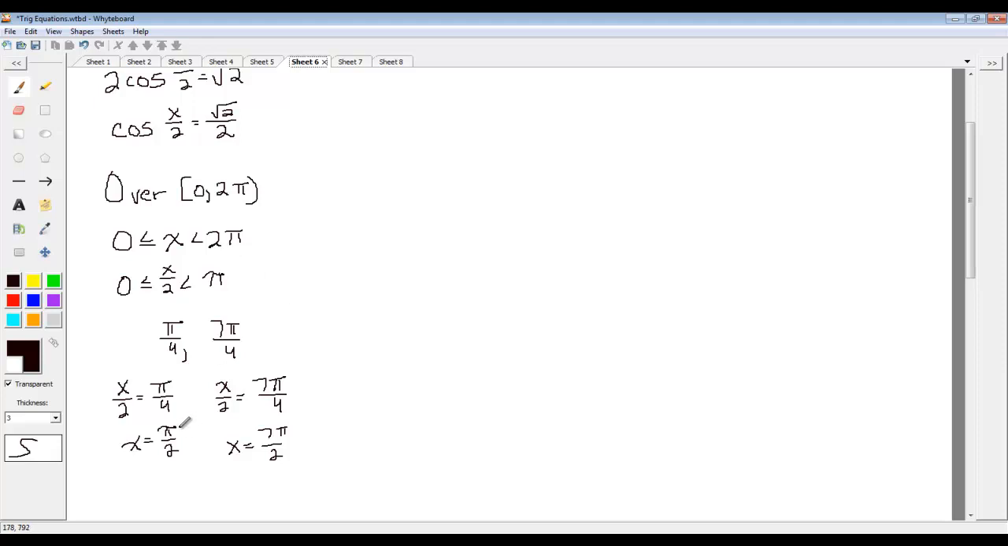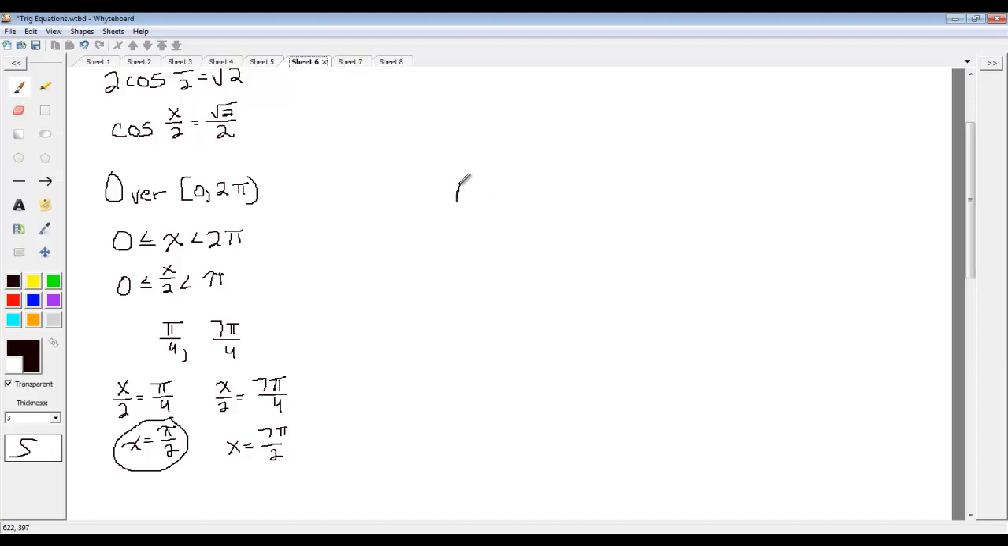So the only one we're going to use is pi over 2, because x over 2 has to fall from 0 to pi, or x has to fall from 0 to 2 pi. 7 pi over 2 here is really 3.5 pi, so it's outside of our values.